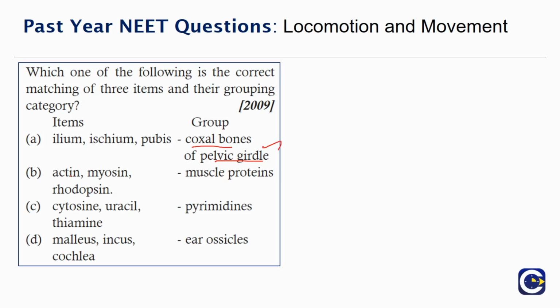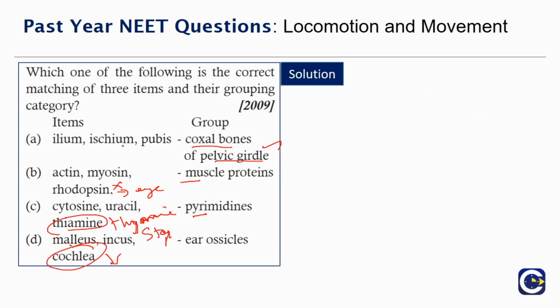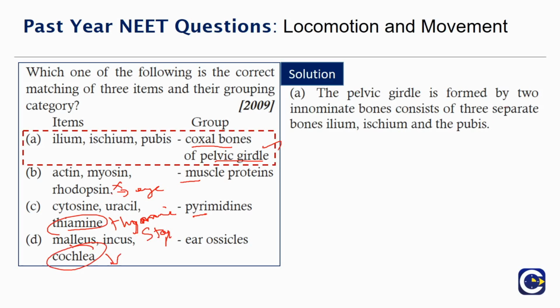So this is correct. Actin, myosin, rhodopsin. Actin, myosin, and troponin are muscle proteins, not rhodopsin. Rhodopsin is found in the eye. Cytosine, uracil, and thiamine, so we might get confused. Thymine is the pyrimidine, not thiamine. Thiamine is a vitamin. Malleus, incus, and stapes are ear ossicles. The cochlea is a part of the ear and it is not an ear bone. So the correct option is A. The pelvic girdle is formed by two innominate bones consisting of three separate bones: ilium, ischium, and the pubis.